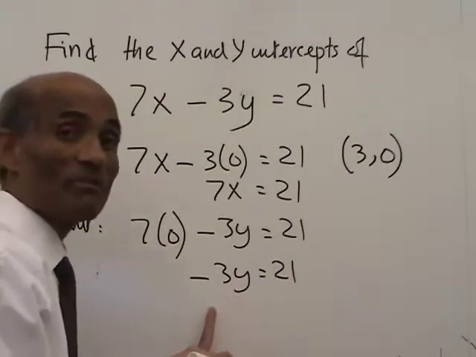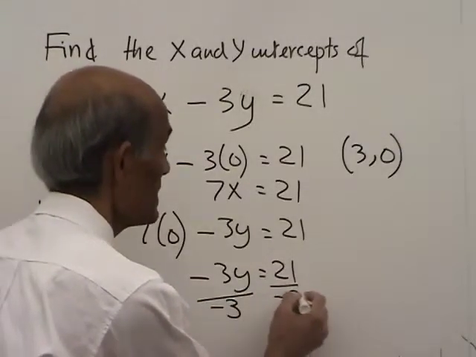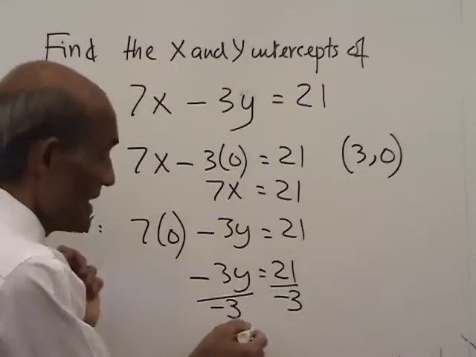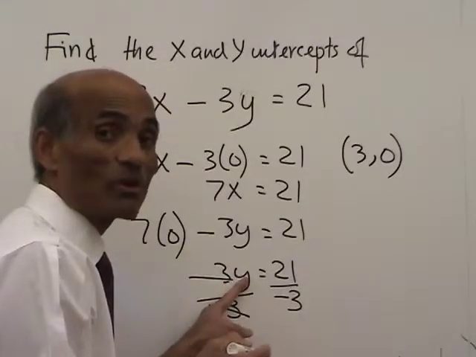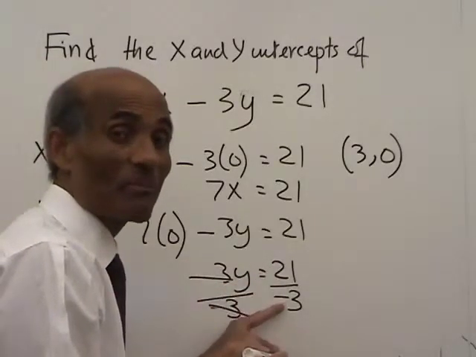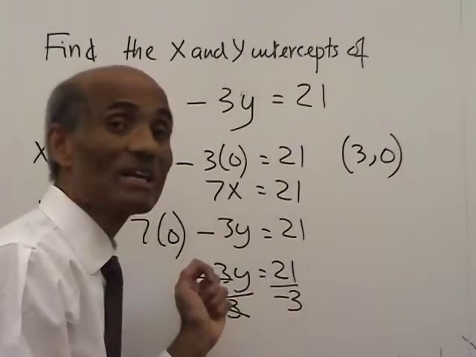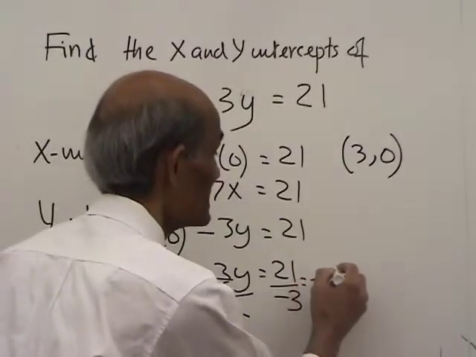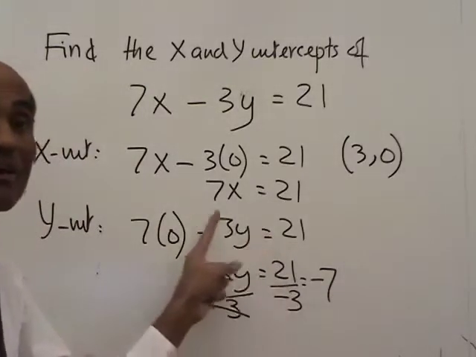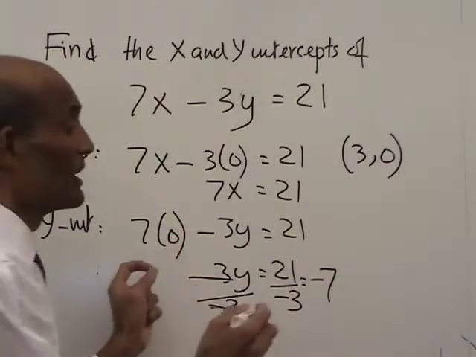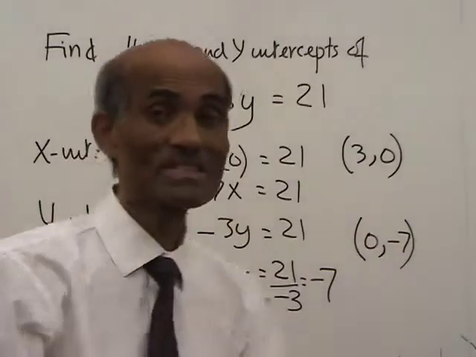To solve, divide both sides by negative 3. Negative 3 and negative 3 cancel. We get y equal to positive divided by negative is negative. So what is 21 divided by 3? It is 7. This will be negative 7. y equals negative 7 when x equals 0. Therefore, the y-intercept is (0, -7).